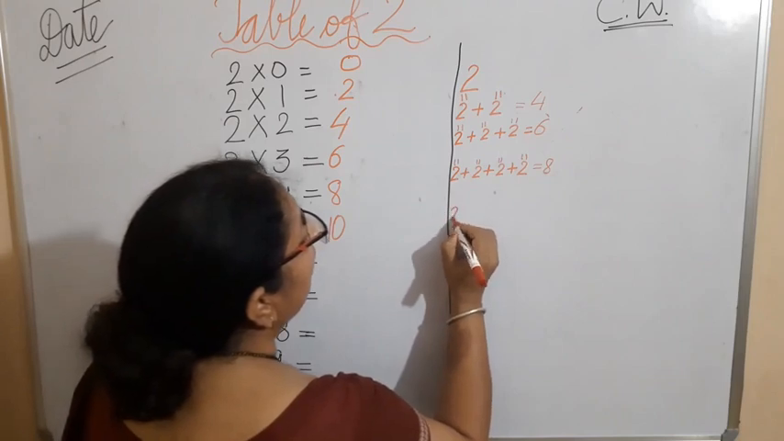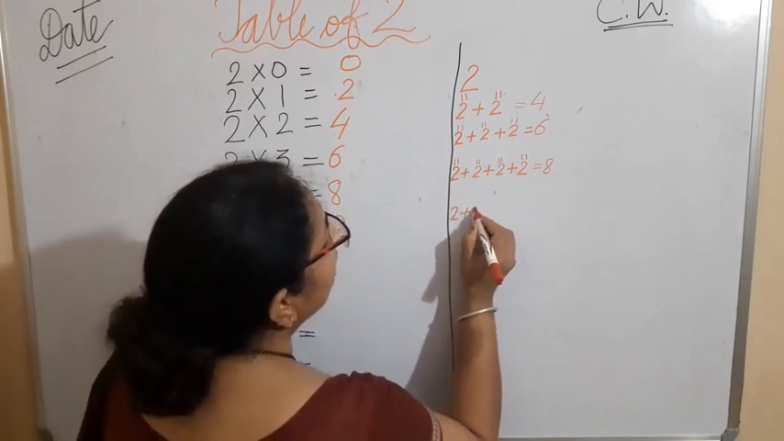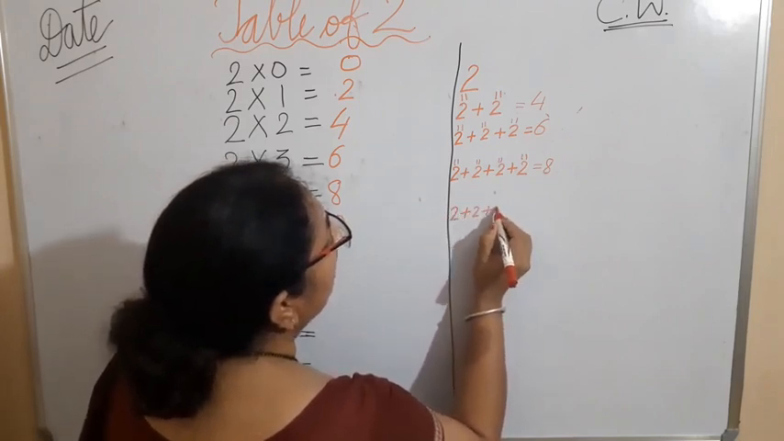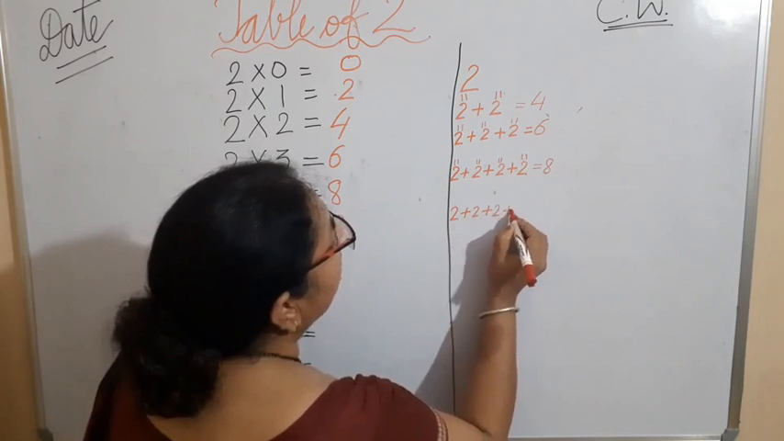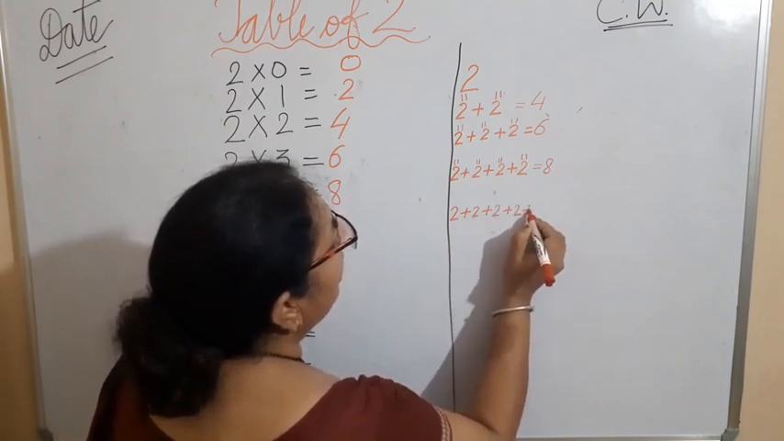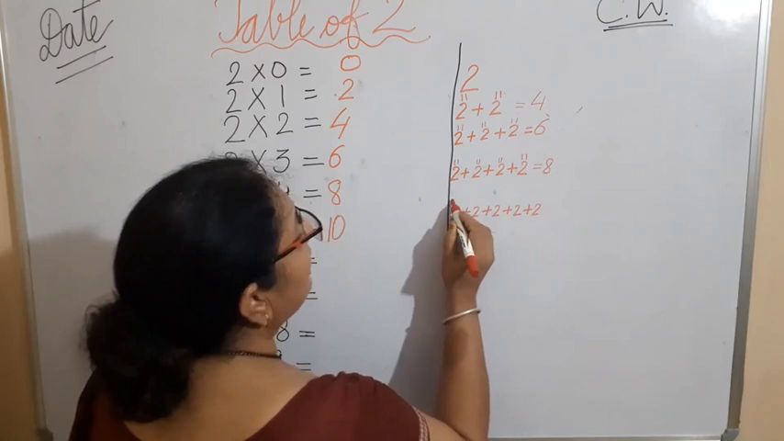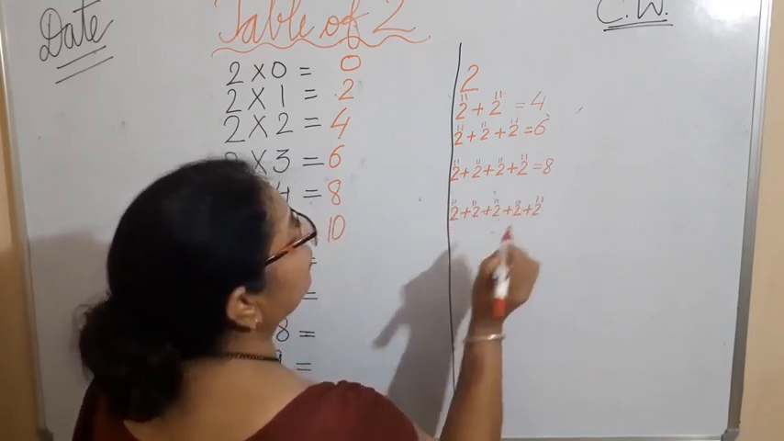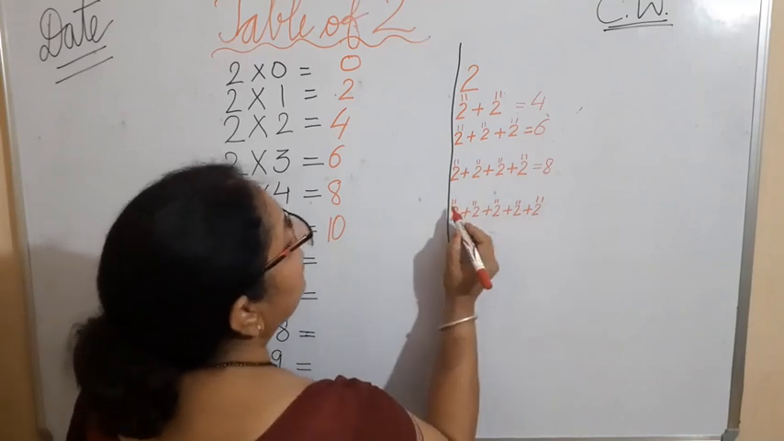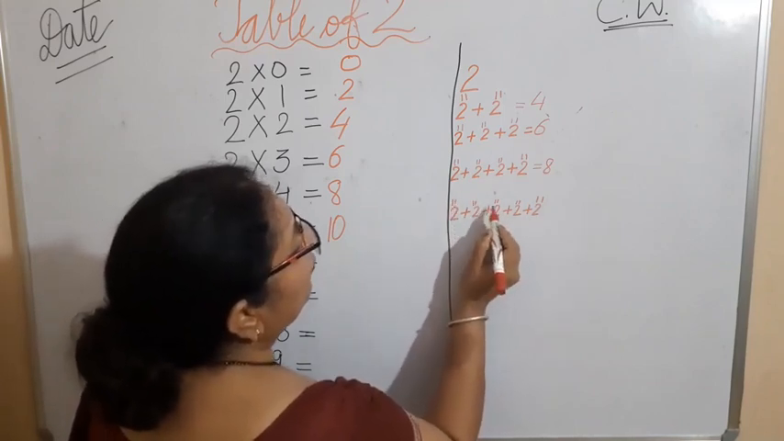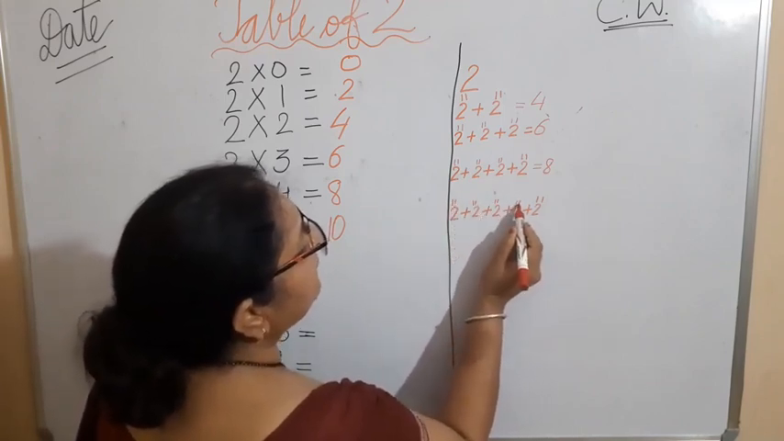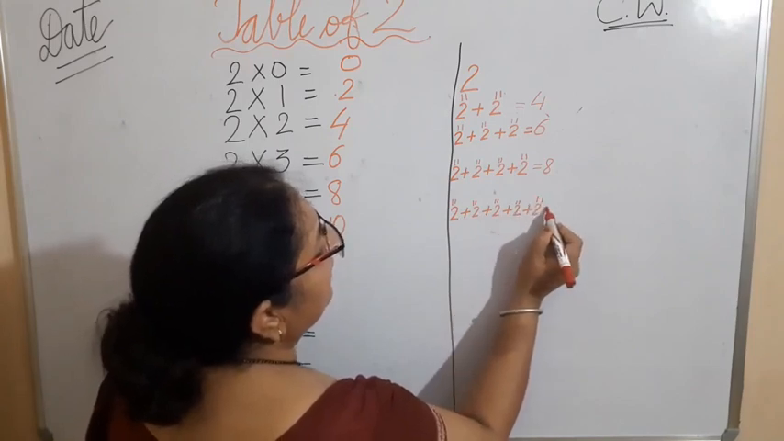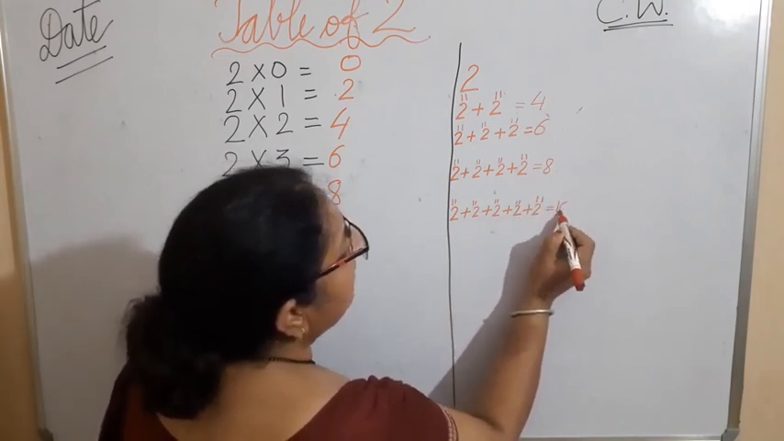Like this: 1, 2, 3, 4 and 5. And put the lines. And count all together: 1, 2, 3, 4, 5, 6, 7, 8, 9, 10. And your answer is 10.